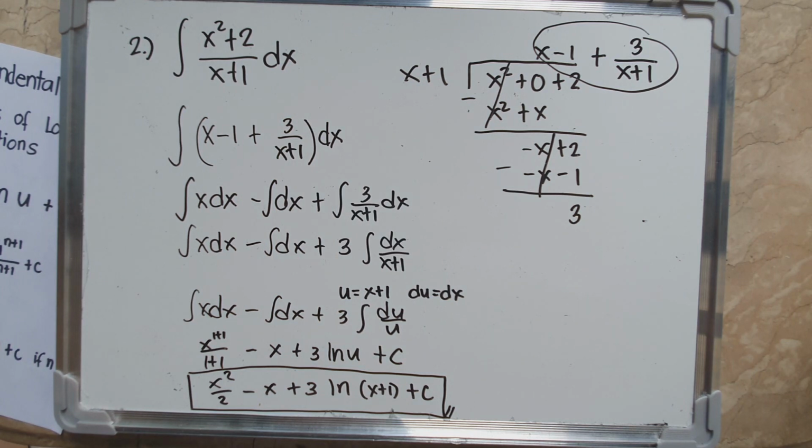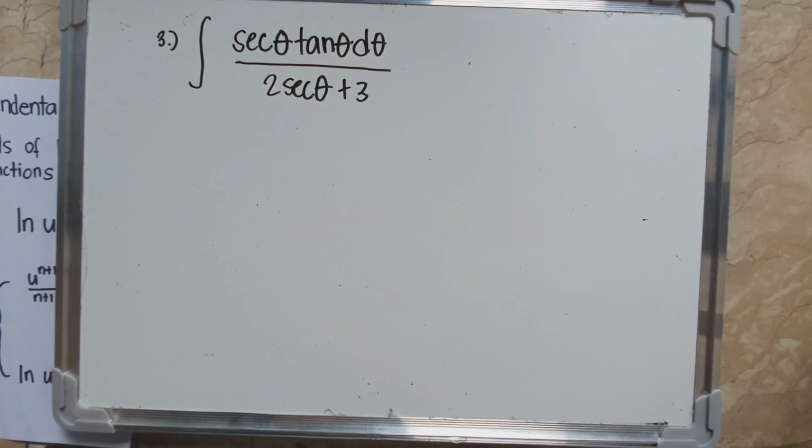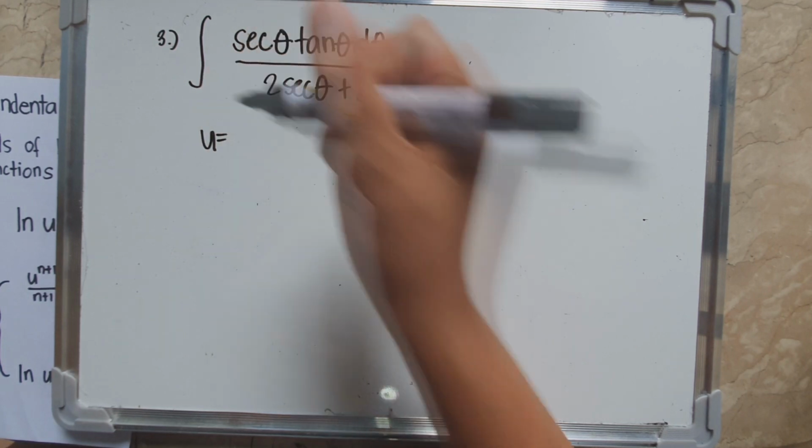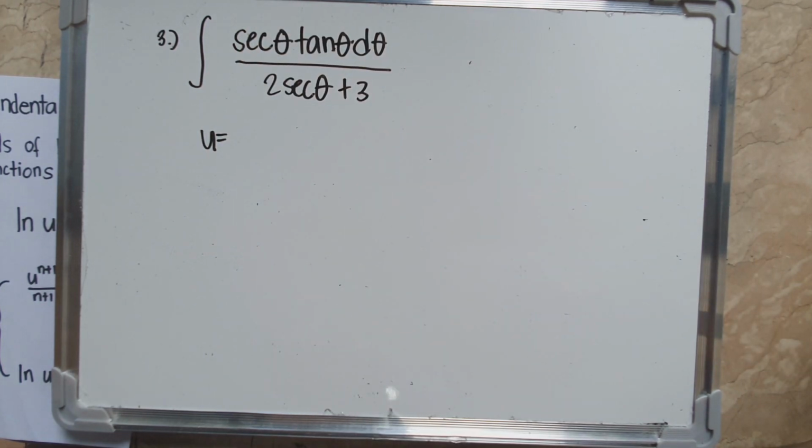Okay, so this is the process. For number 3, let's try evaluating the integral of secant theta tangent theta d theta over 2 secant theta plus 3. In this topic, we will again try to find the relationship between the numerator and denominator. So we will be assigning values of the u, and let's check if the numerator is the du.